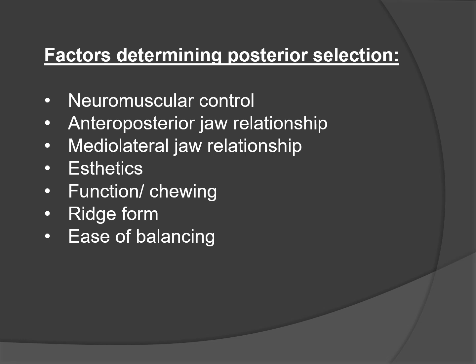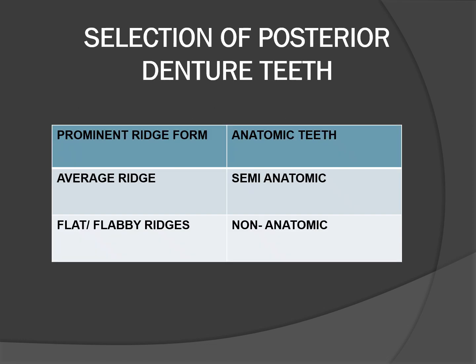And we also choose the teeth depending on the ease of balancing. So to sum it up, when the ridge form is prominent, go for anatomic teeth. When the ridge form is average, go for semi-anatomic teeth. In case of flabby ridges, go for non-anatomic teeth.